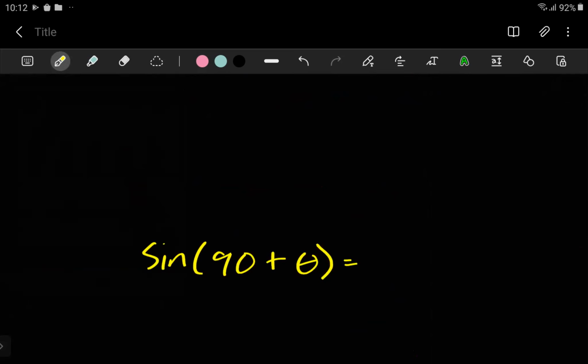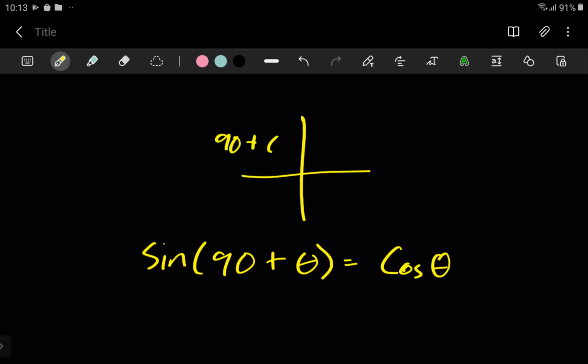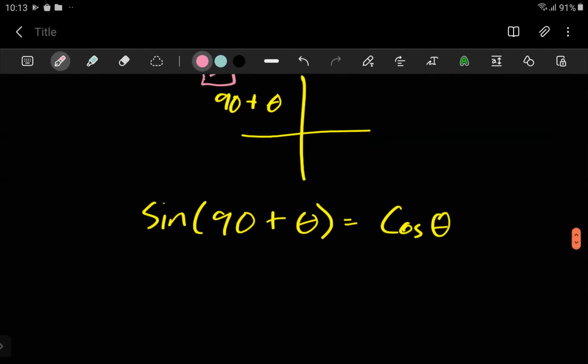Oh yeah, I'm finally getting it. Sine of 90 plus theta is positive cos. You see, because in the CAST diagram, 90 plus is here, in this quadrant, where sine is positive. And since you're dealing with 90, this has to change. And since you're dealing with sine here, this has to be a plus, because sine is positive in that quadrant. You see, it's just like that.